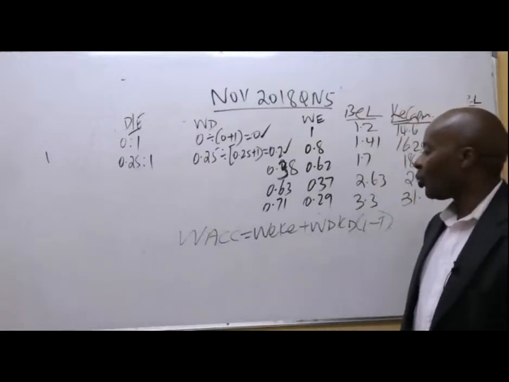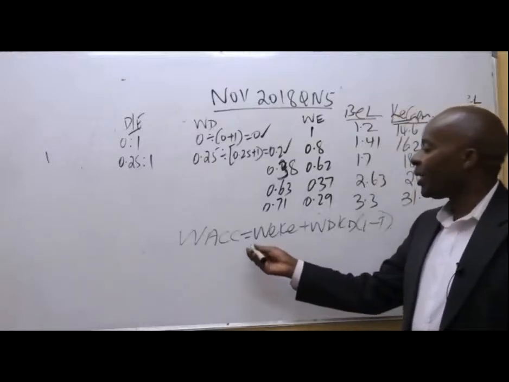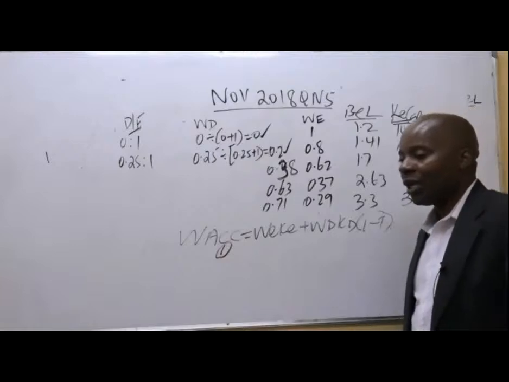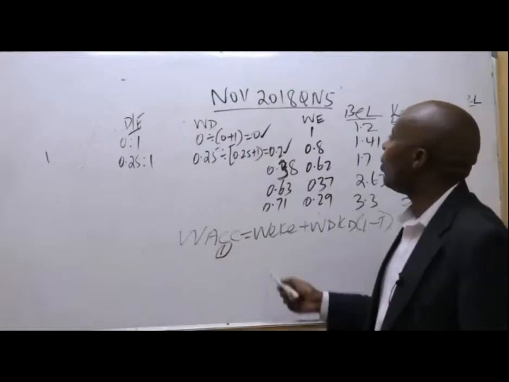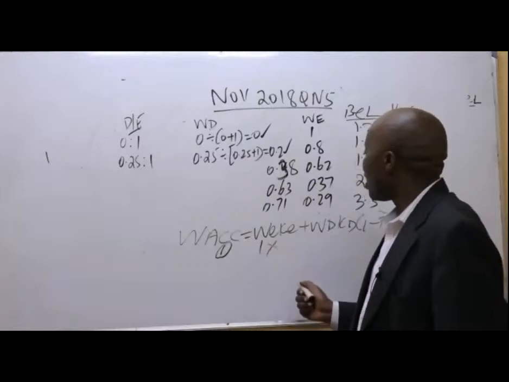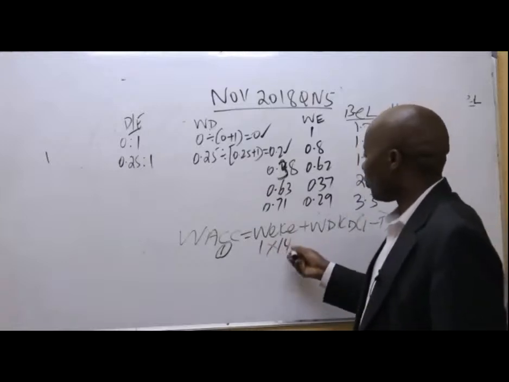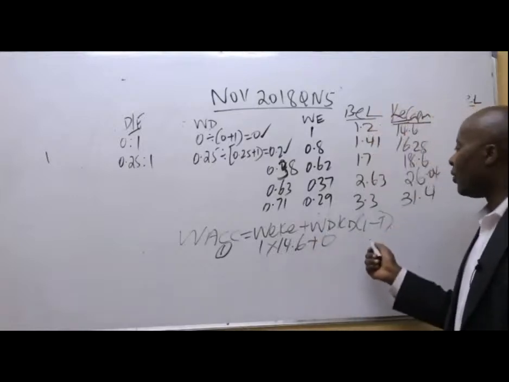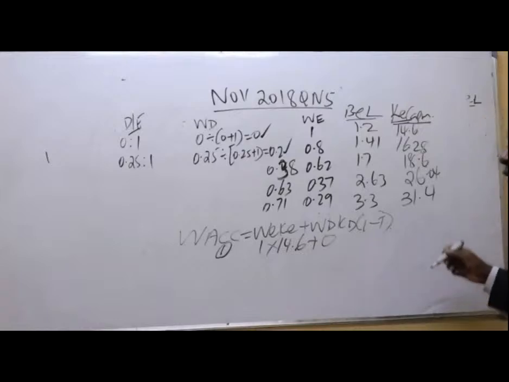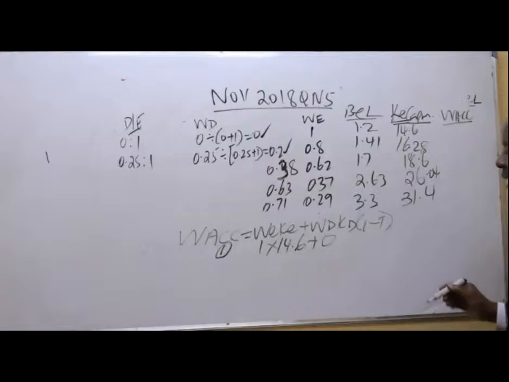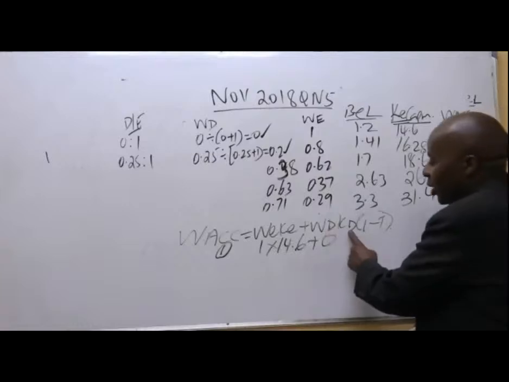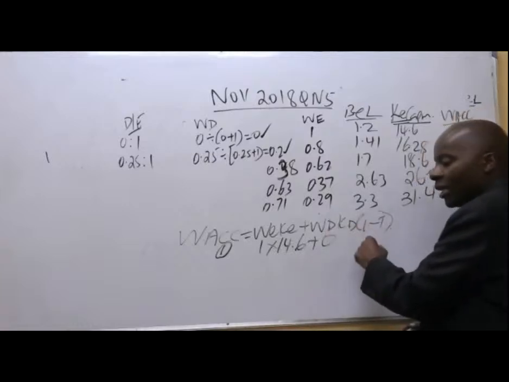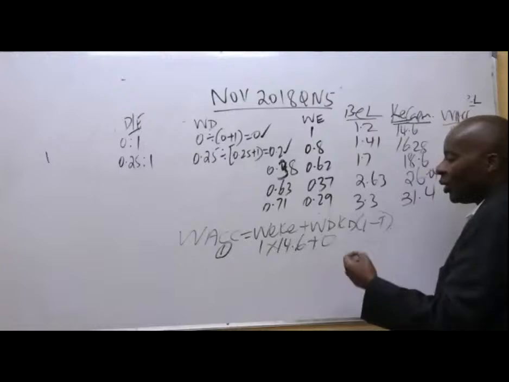So, ladies and gentlemen, what we shall do here is to pick our first WACC. I can see the weight of equity is 1. I can see the cost of equity, which is 14.6. And because the weight of debt is 0, this will kill everything. So I'll create a column here for WACC, and my first WACC will be 14.6. If the weight of debt is 0, regardless of what you put after this, you'll end up getting 0 for that part.